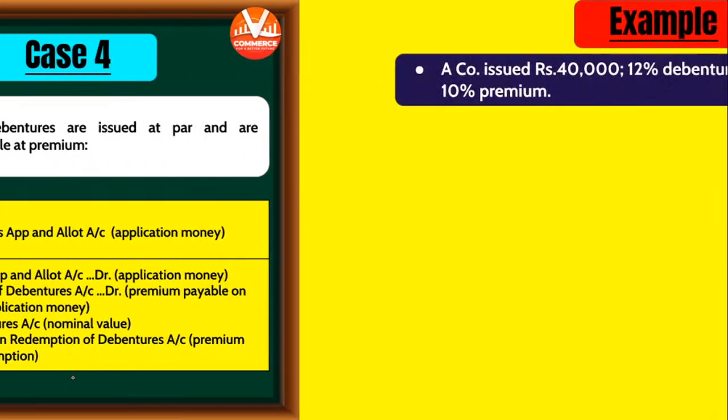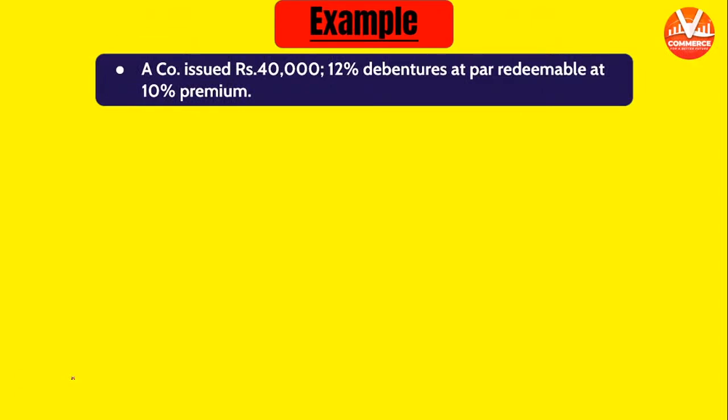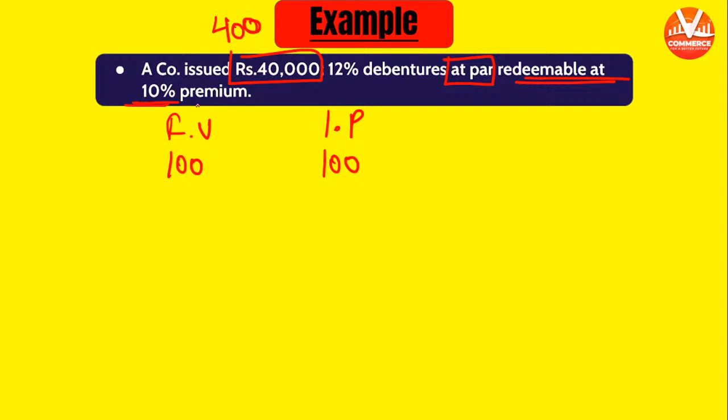So now we will do an example of this also. So here you can see the example, guys. A company issued rupees 40,000 debentures. You have to calculate the number of debentures, so there are 400 debentures. They are issued at par, so the face value is 100. The issue price is also 100, but they are redeemable at 10% premium. So the redeemable value is 100 plus 10, 110. This is the redeemable value.